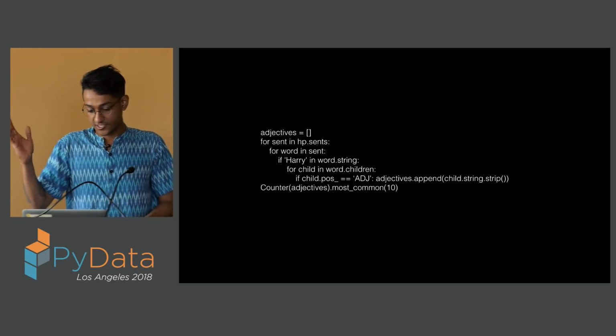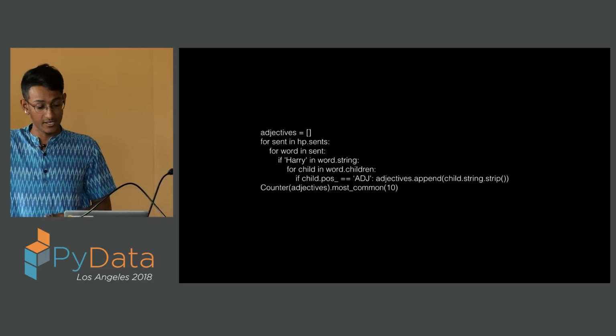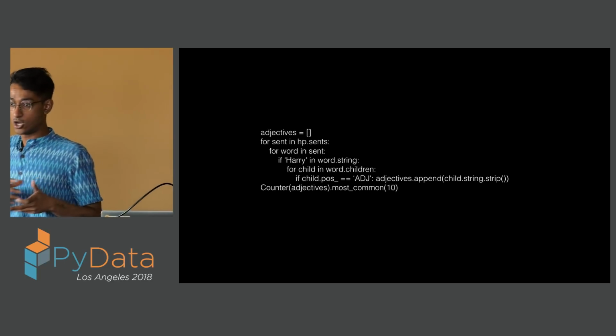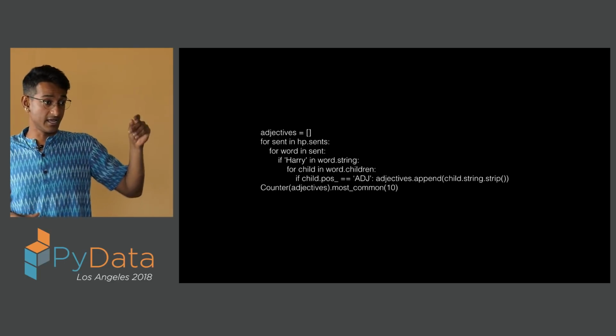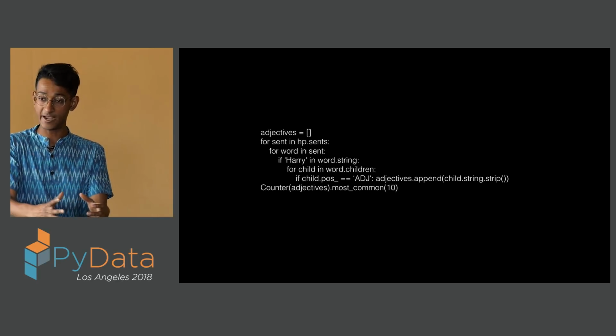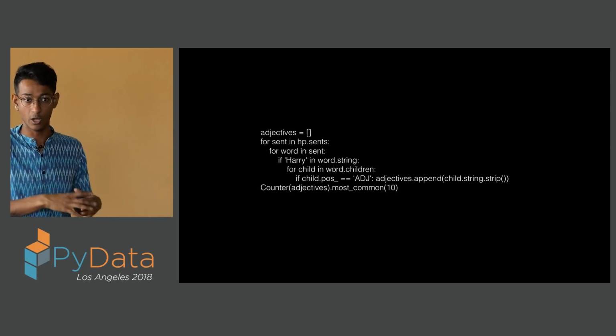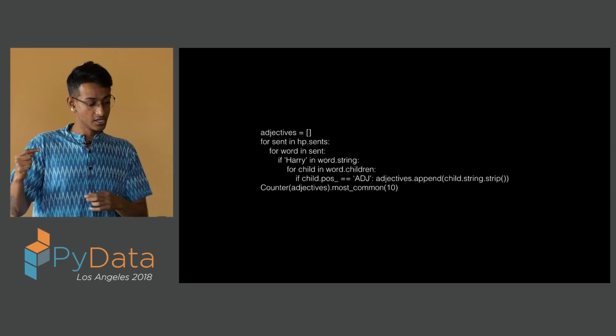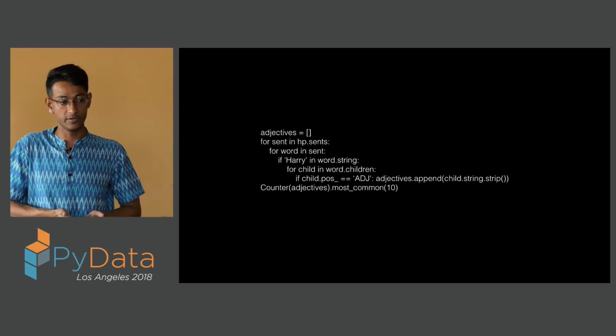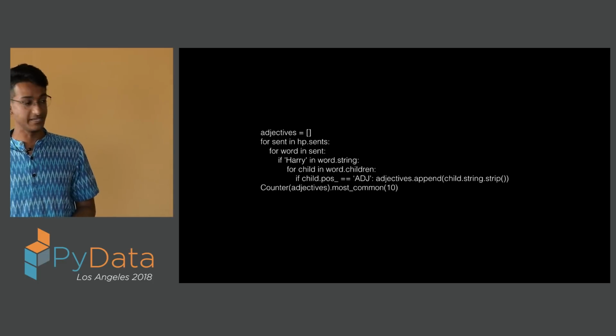So you have adjectives as a list, and then, just some context here. HP is basically the first Harry Potter book. And I've run this through the spaCy pipeline. This is very easy to do. I'll be showing you the other code for that later. So you can basically run any kind of document you want through these spaCy pipelines.